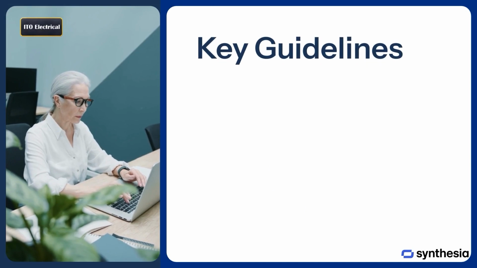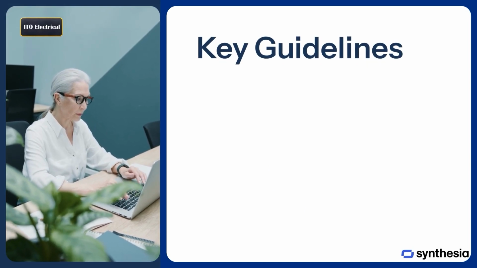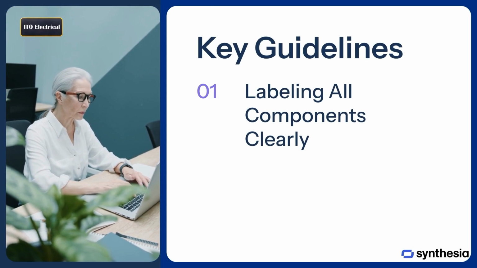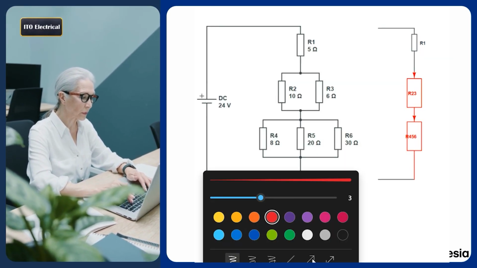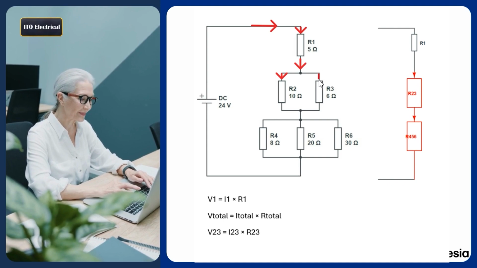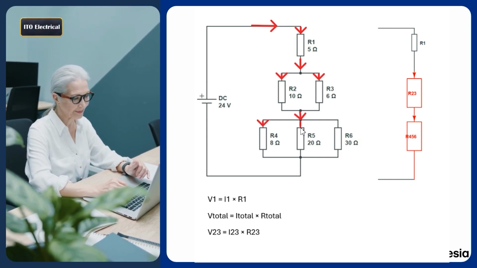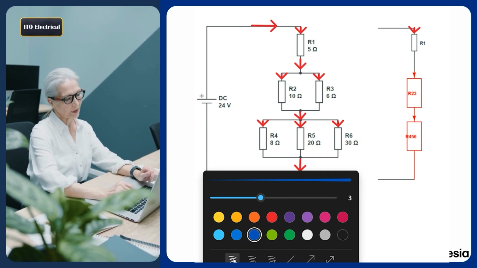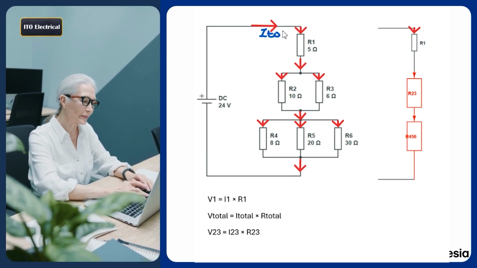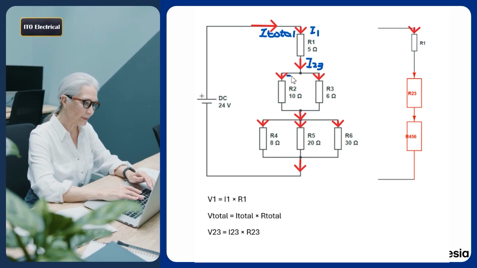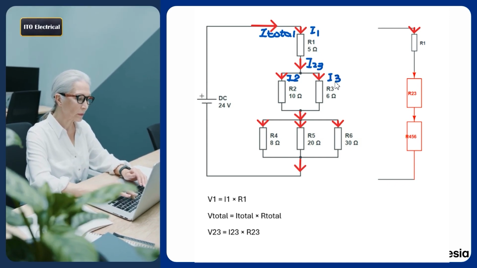Before we dive into the calculations, let's start with some key guidelines. Step 1. Labeling all components clearly. It's vital to label every component in your circuit. This includes resistors like R1, R2 and R3, voltages such as V1, V2 and V3, currents like I1, I2, and I3, and the total values, which we'll refer to as I total for total current and V total for total voltage.